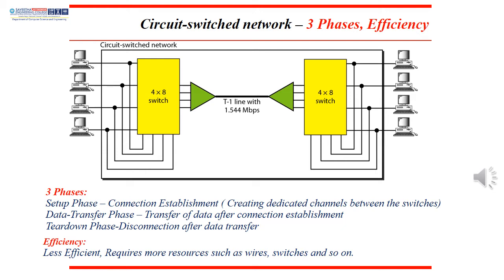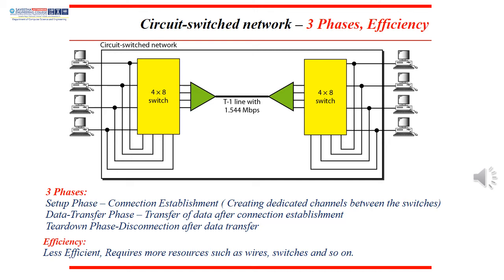Circuit switched networks require three phases of connection. The first phase is the setup phase, the second phase is the data transfer phase, and the third phase is the disconnection phase. During the setup phase, a physical connection should be made available between the two systems being connected. In the data transfer phase, after the connection is established, both systems will start to communicate and send data between each other.